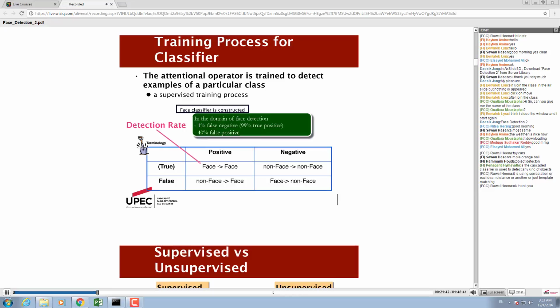To understand the training process, I want to introduce a few important concepts. Maybe some of you already know these concepts very well, but I want to make sure everybody understands them, because if you don't know them, it may be very confusing to understand the algorithm itself. When we are doing training in most pattern recognition or machine learning algorithms, we use these terms: true positive, true negative, false positive, false negative.